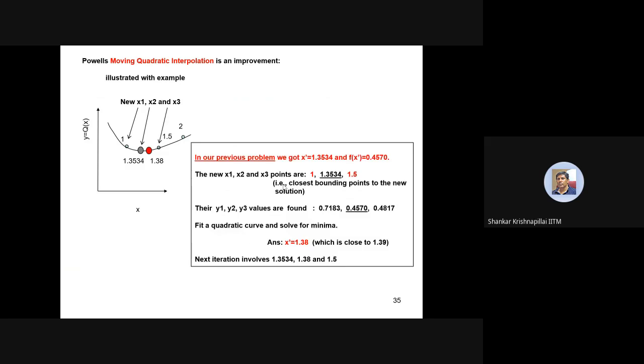So this is how Powell's iterative method works.